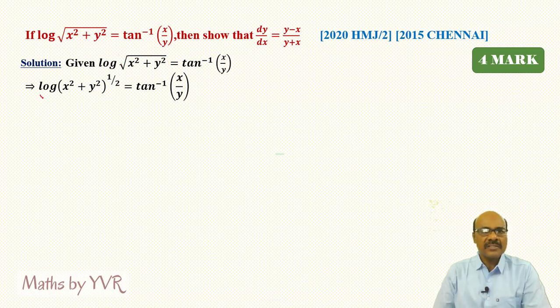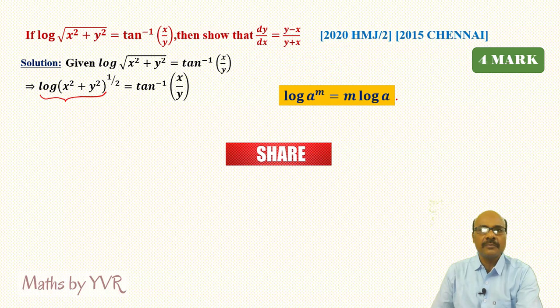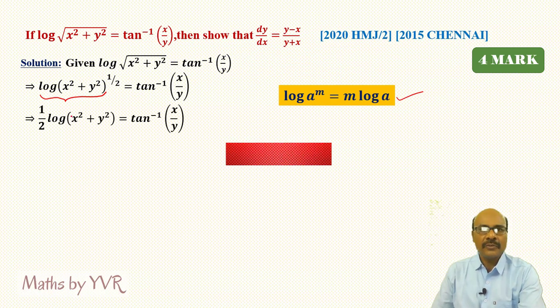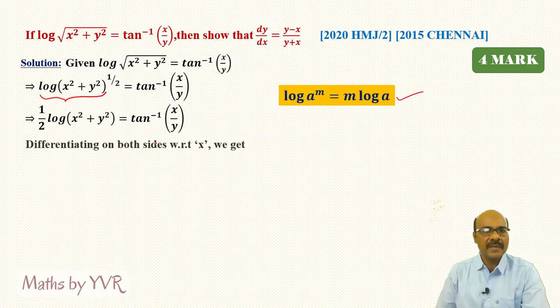If you observe the left side, the function is in the form of log a power m. Then what is the formula for log a power m? Log a power m is equal to m log a. So if you apply this property, then what will we get? See here, half into log of x square plus y square is equal to tan inverse x by y. Now differentiate this function on both sides with respect to x.